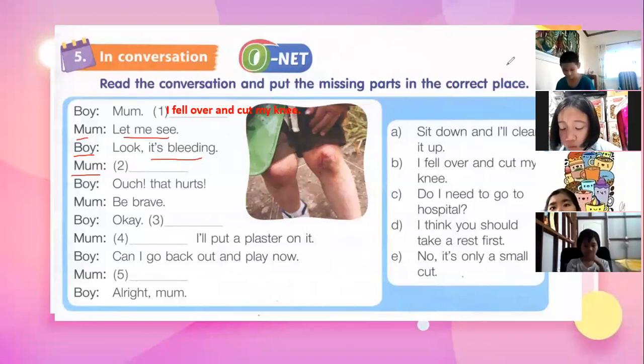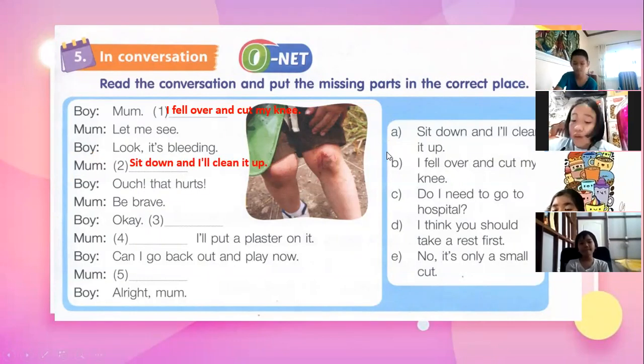Very good. That is the correct answer. A. So, A. The missing part is A. As you can read, the boy lets her mother see. Look, it's bleeding. So Mom already sees that the boy actually cut their knee. So the mother's reply should be, sit down and I'll clean it up.